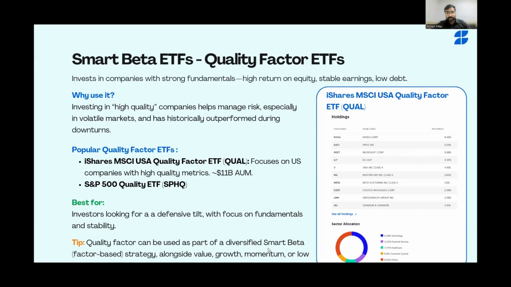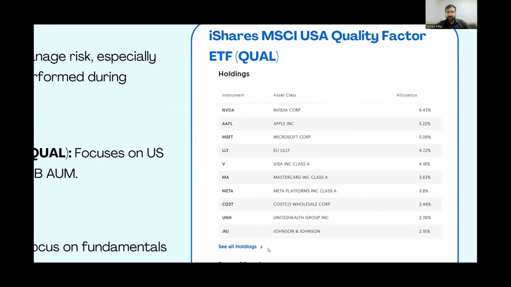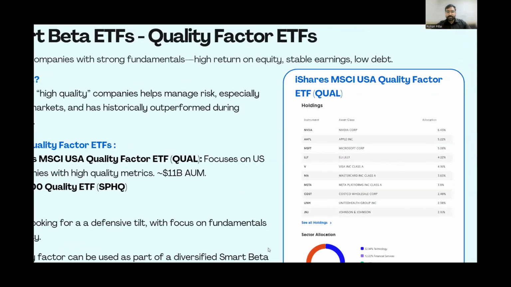The ticker is QUAL. And if you look at some of the holdings, you'll see that it contains companies like Nvidia, Apple, Microsoft, Lilly. These are companies with high returns, and they have stable earnings.